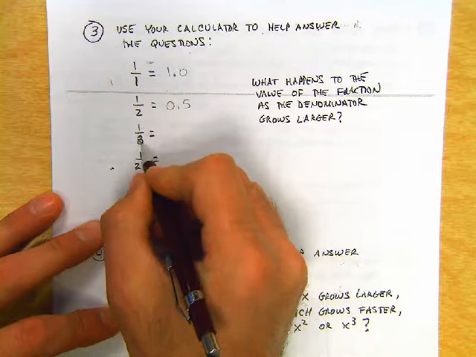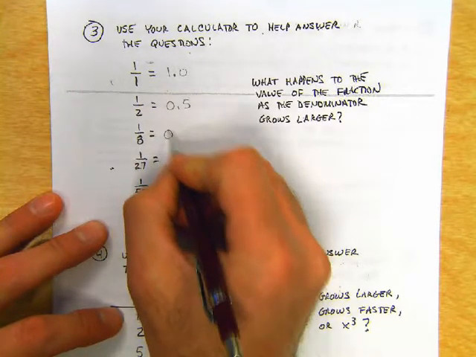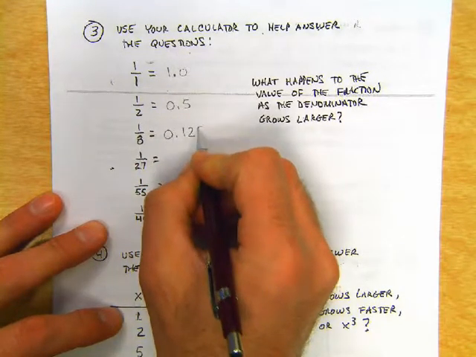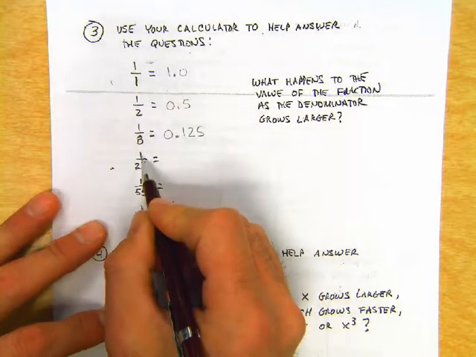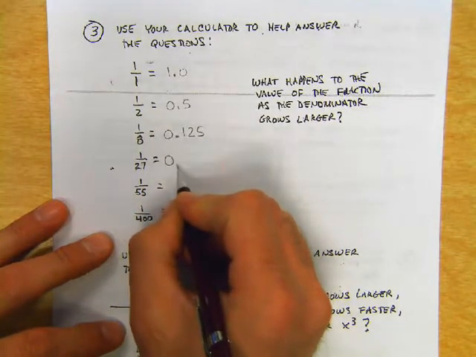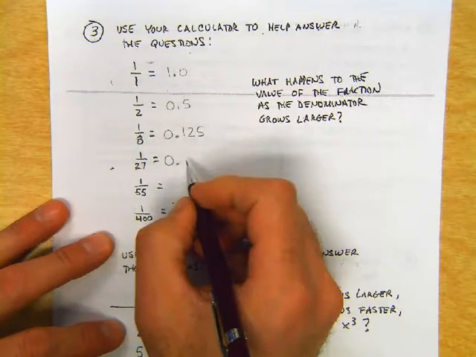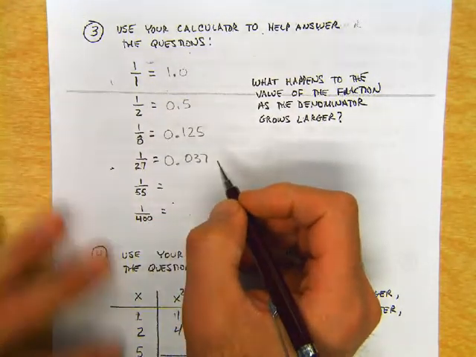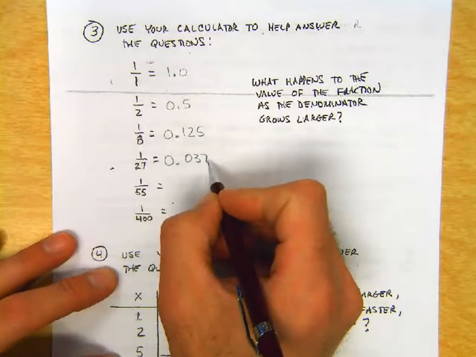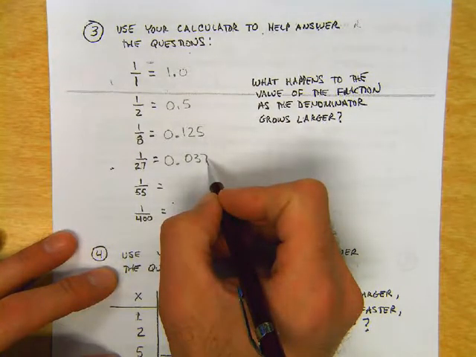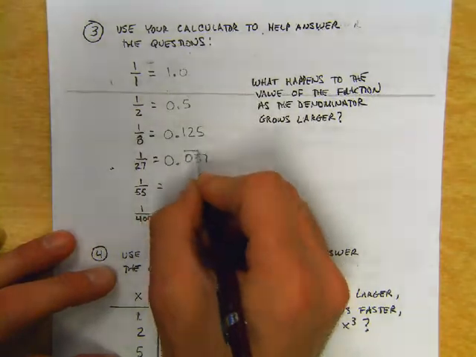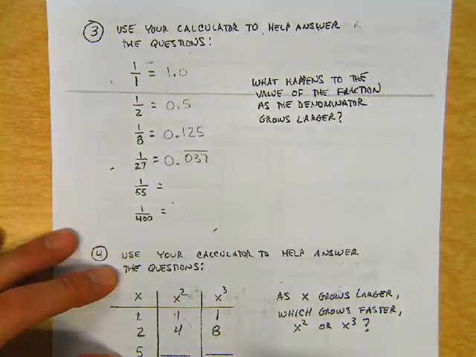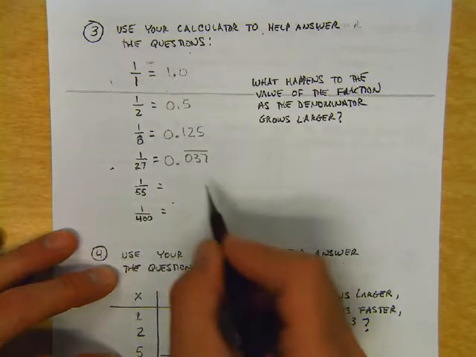1 over 8 is 0.125. 1 over 27, I don't know that in my head. What is it, people? 0.37? And it stops there? Oh, so all three of those numbers keep repeating? Yeah, and then they terminate too. I think it repeats forever.